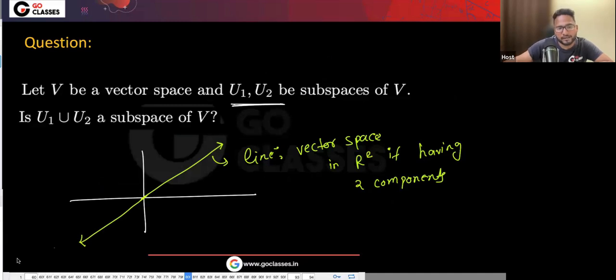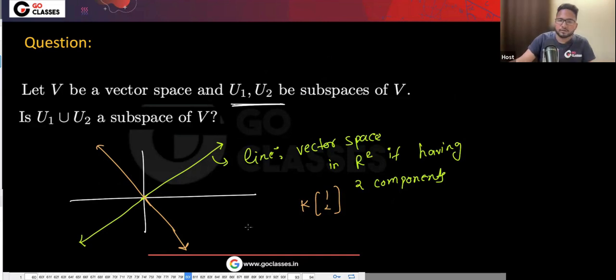Now, suppose there are two lines in R2. One of them is this, the other one is this. This line could be k times (1, 2), or this could be anything else. Maybe y is positive, x is negative, so k times (-1, 2). Or maybe I do not need to give you a concrete example. The mathematics is not required. You can just understand by intuition.